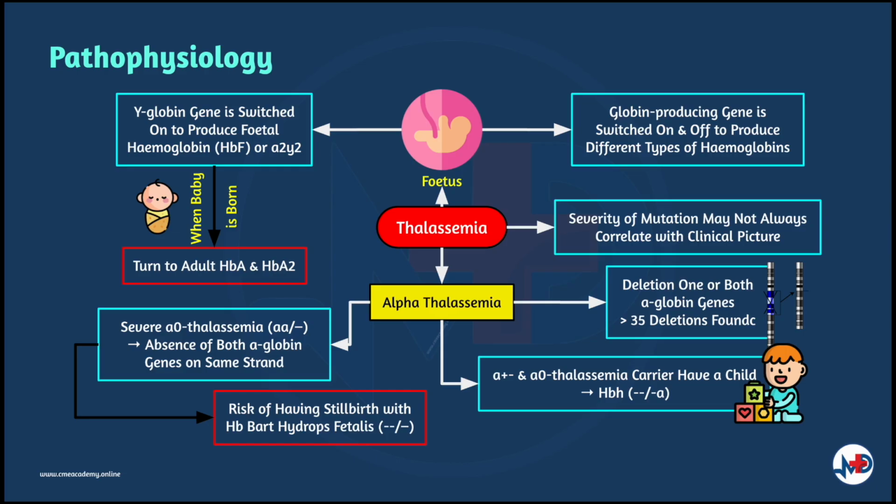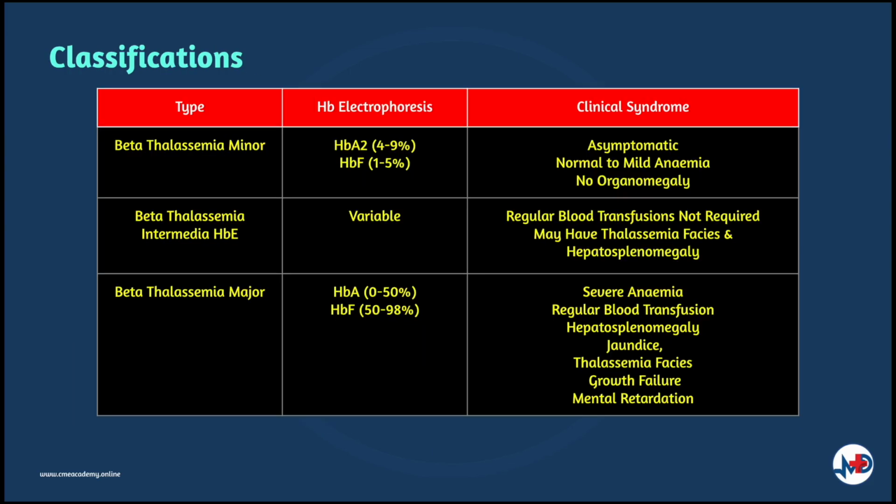If an alpha-positive thalassemia carrier and an alpha thalassemia carrier have a child together, the child would have a risk of HbH disease represented by negative alpha. Both beta and alpha thalassemia can be classified into subgroups.